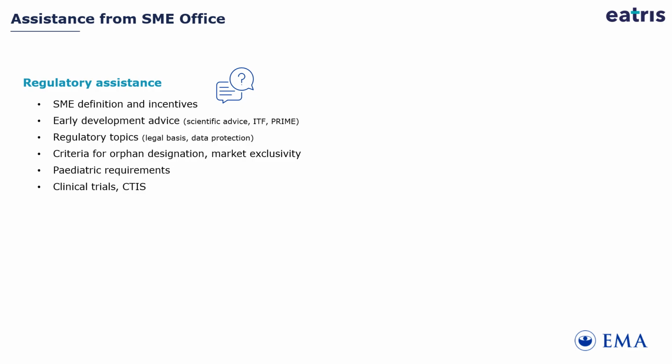For small and medium-sized enterprises, the EMA SME Office provides tailored assistance. It acts as a dedicated communication channel, helping SMEs navigate regulatory requirements and product development, with targeted guidance on incentives, orphan designation, pediatric obligations, data protection, and clinical trial requirements. Support through the SME Office applies to both human and veterinary medicinal products.